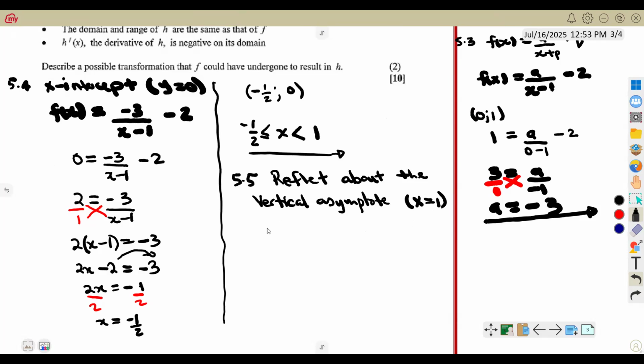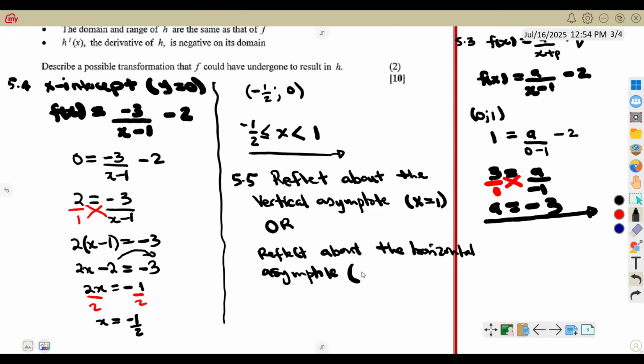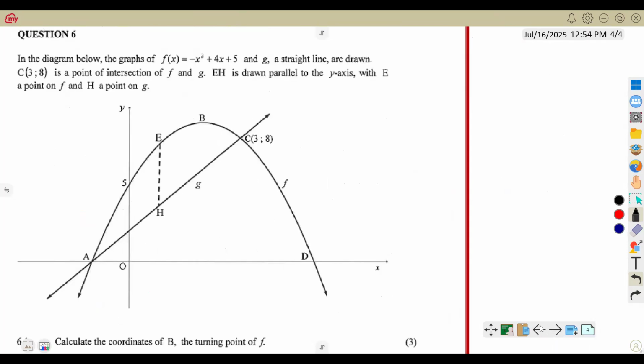So we can reflect about the vertical asymptote, or we can reflect about the horizontal asymptote. What was the horizontal asymptote? Which we found to be y equal to -2. Then let's go to the next question.